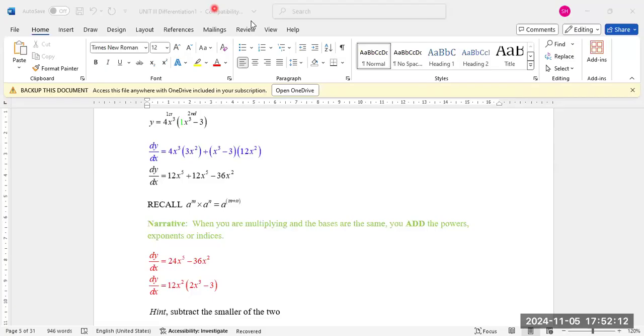The first line is 4x cubed times 3x squared plus 3x cubed minus 3 times 12x squared. I did ask you the differentiation.